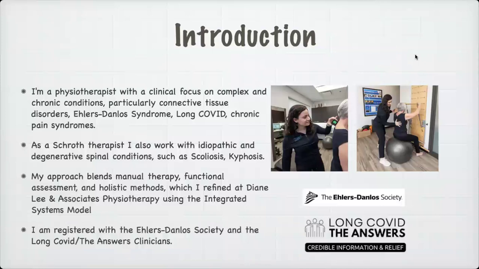I'm a physiotherapist. My name is Judith Orban, and my clinical focus is on complex and chronic conditions, particularly connective tissue disorders, Ehlers-Danlos syndrome, hypermobility spectrum disorders, as well as long COVID and chronic pain syndromes. As a Schroth therapist, I also work with pediatric idiopathic and adult degenerative spinal conditions such as scoliosis and kyphosis. My approach blends manual therapy, functional assessment, and holistic methods, which I refine at Diane Associates Physiotherapy Clinic using the integrated systems model. I'm also a registered practitioner with the Ehlers-Danlos Society and the Long COVID The Answers clinicians.